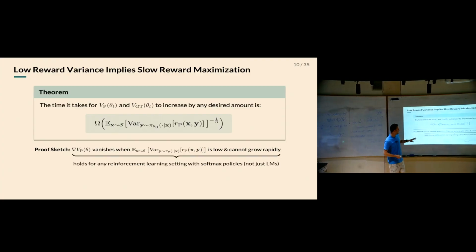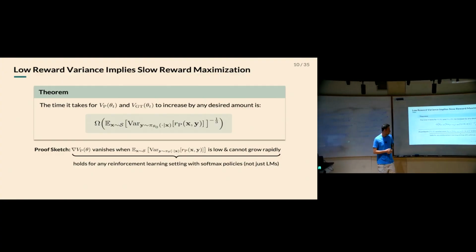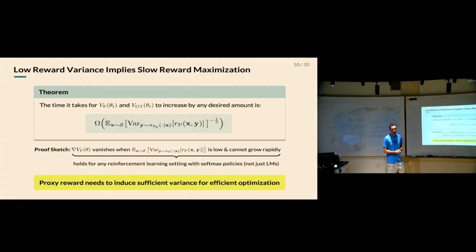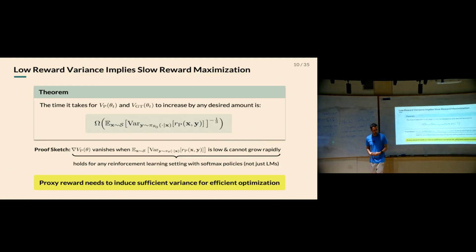And I'll say that I'm giving this result in the context of language models, but it applies much more broadly, pretty much to any reinforcement learning setting where you have a policy that produces a distribution over outputs through the softmax function. The reason that this occurs is due to the geometry of the landscape that the softmax function induces. And for our purposes, what it implies is a necessary condition for what makes a good reward function. We need the proxy reward to induce sufficient variance if we want to have efficient optimization.